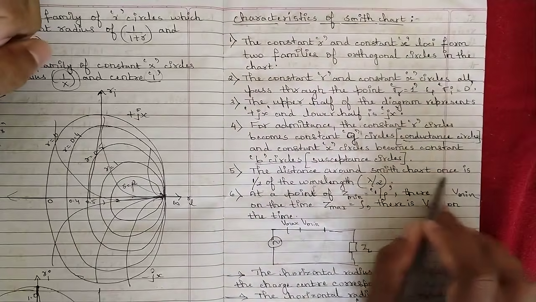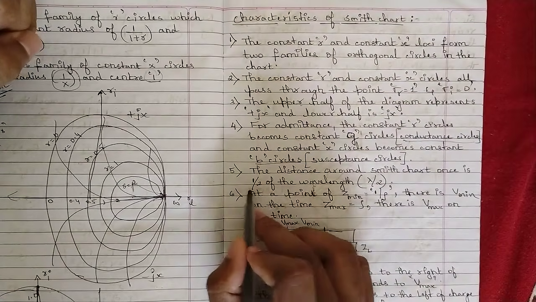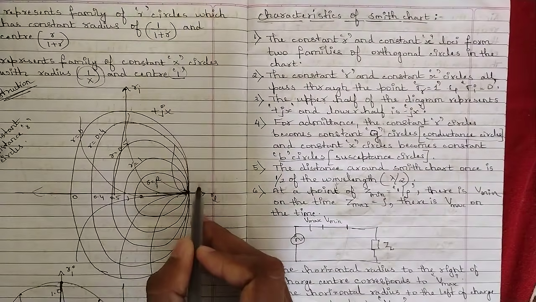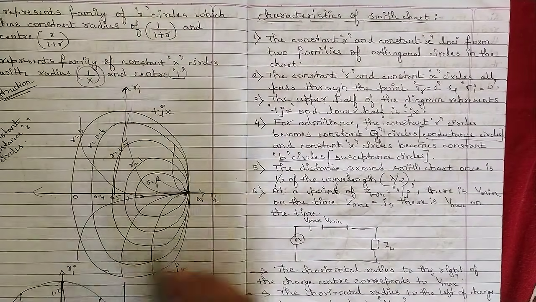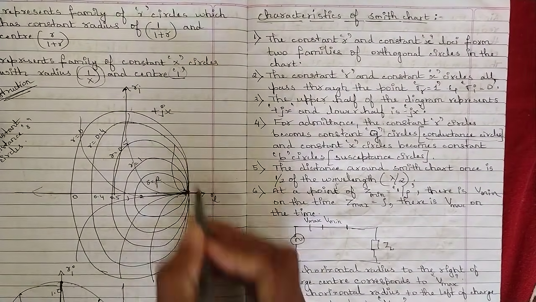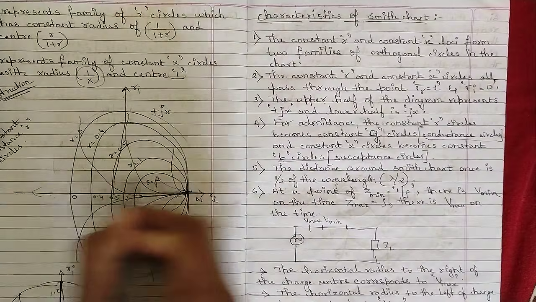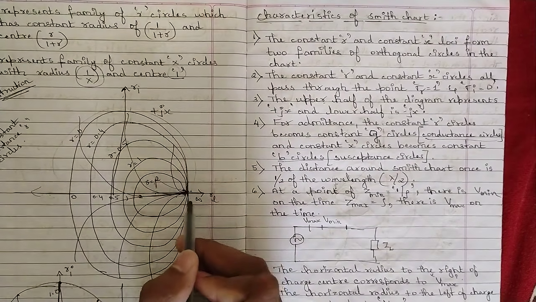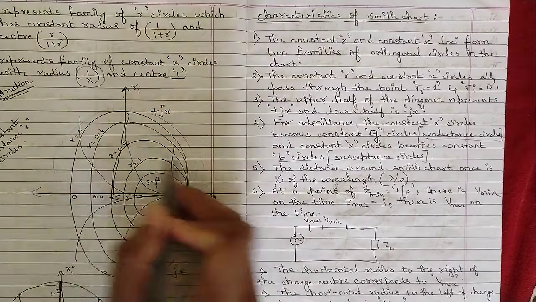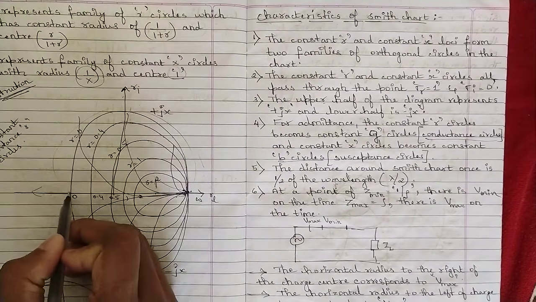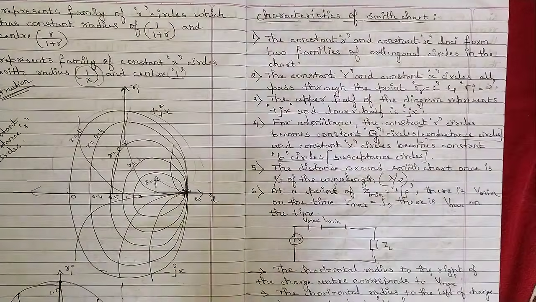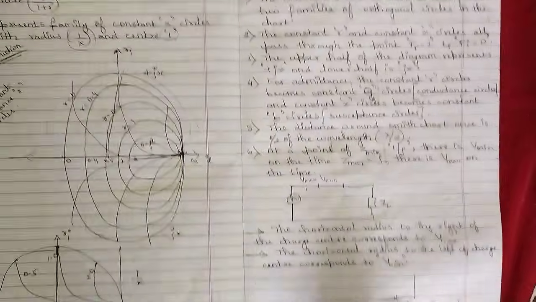So distance around Smith chart once is half of the wavelength, okay? If you want to see the complete Smith chart distance from one point to other point, the full distance is lambda. If you want the distance around the Smith chart across one wave, not reaching the same point, from here to here it is lambda by 2, okay? For full circle it is lambda, for half circle it is lambda by 2.